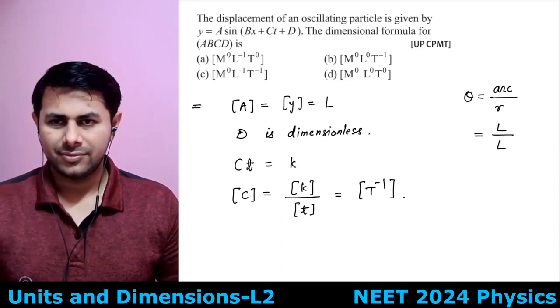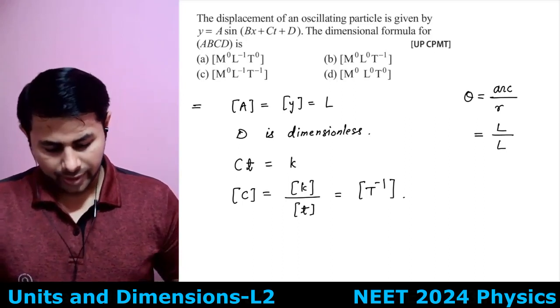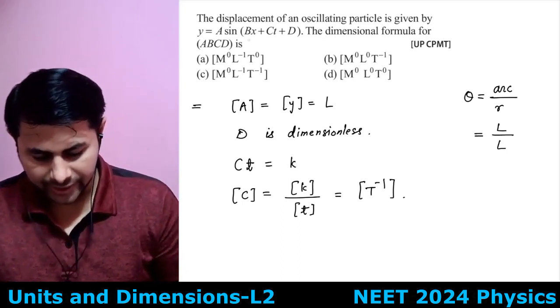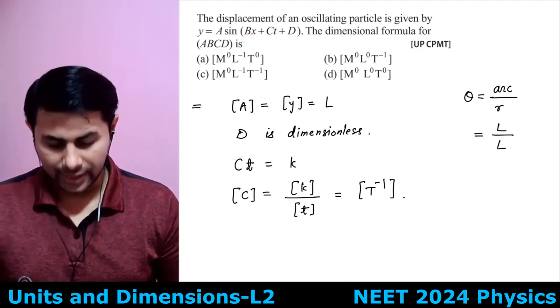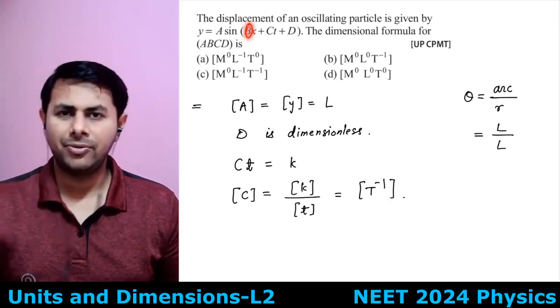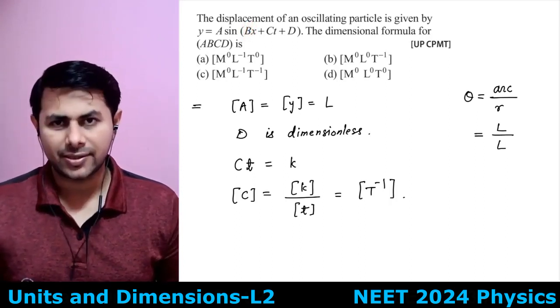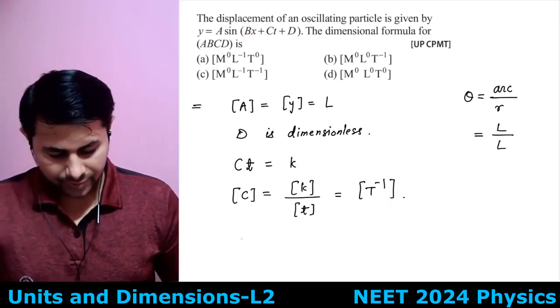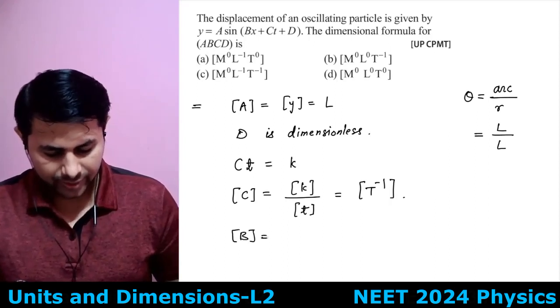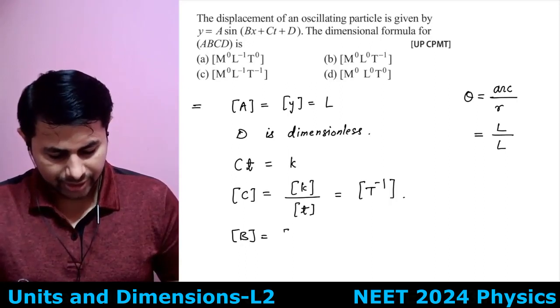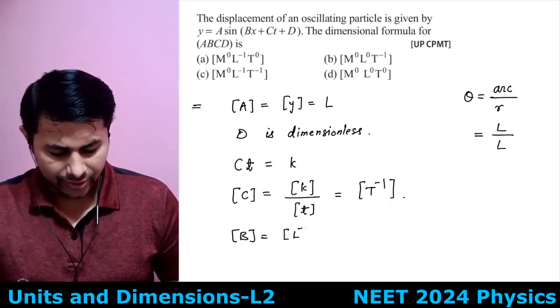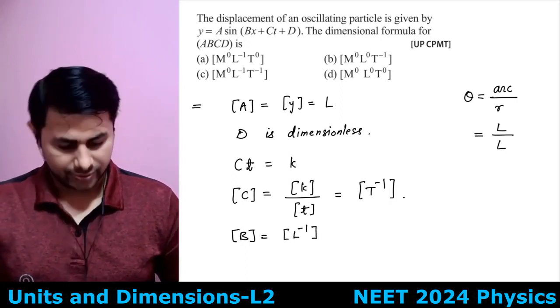Yes, Sonali? Similarly, in the same fashion, b times x is also dimensionless, and therefore the dimensions of b are inverse to those of x. So the dimensions of b are 1 by L, or L raised to minus 1.